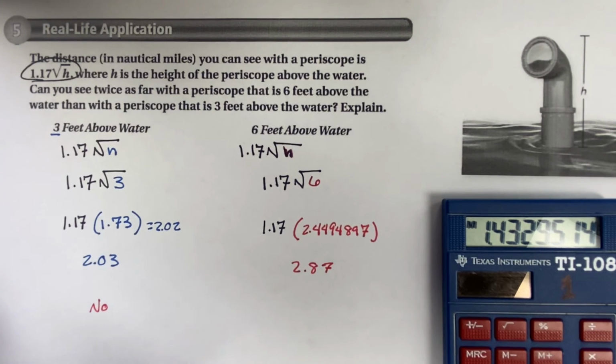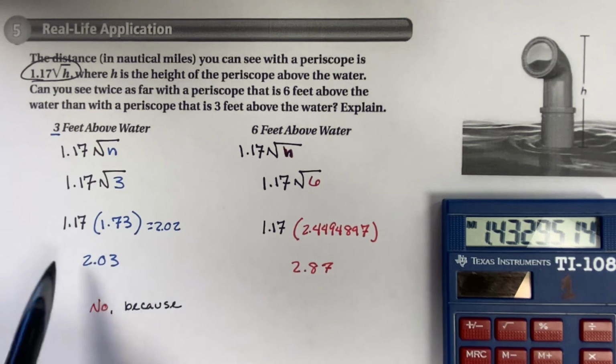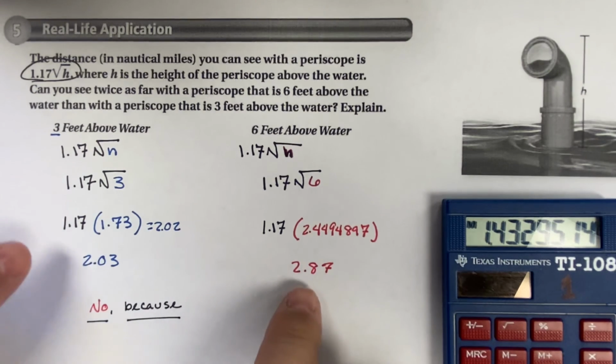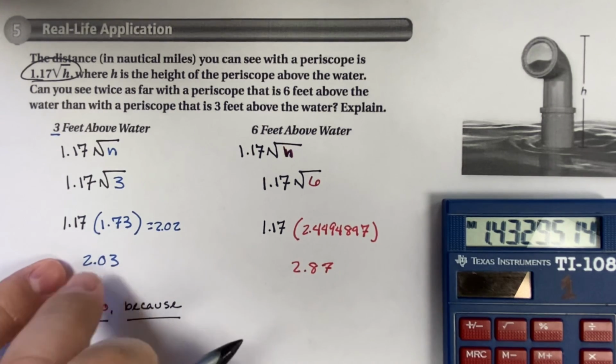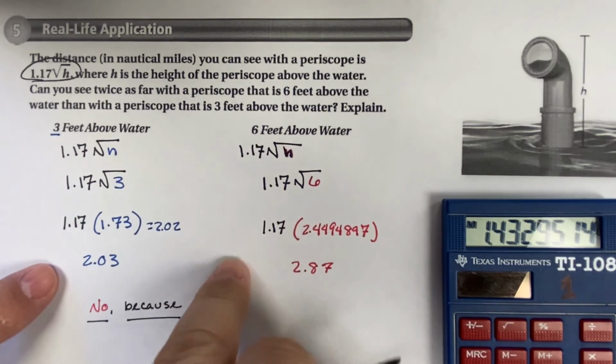And really, the best answer we can give right now, there are more exact answers, and it's going to take a true understanding through algebra. You guys are in pre-algebra, so you're not there yet. So no, it does not double, because we can only see 2.87 compared to 2.03, which is not twice the distance. So first you give me the no answer, then you give me the because, and really what we're doing is comparing these numbers. Since 2.87 is not twice as much as 2.03, when I double the height of my periscope, I do not double the distance which I can see.